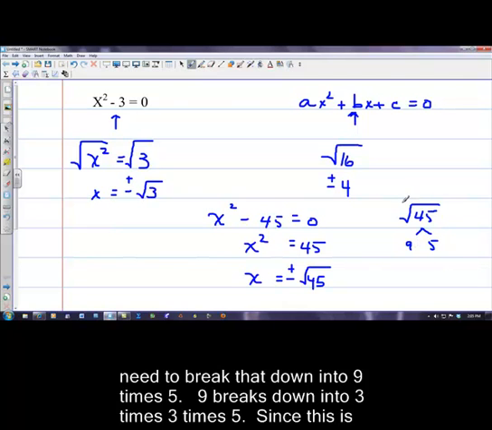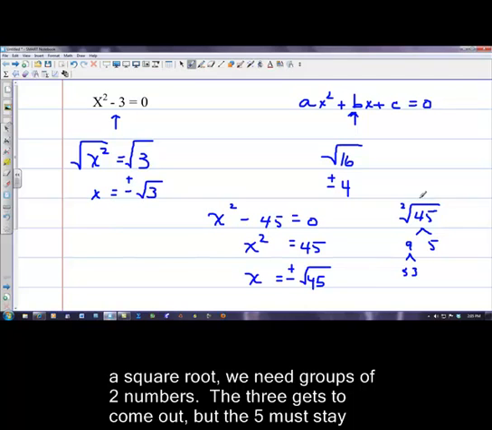And since this is square root, there's an imaginary 2 out here. So we're going to look for groupings of 2 numbers. If it were a cube root, there would be a 3 out there. Fourth root, you would be looking for 4 numbers. Since this is square root, we're looking for groups of 2. So a 3 gets to come out because there are 2 3's, but the 5 has to stay in there.